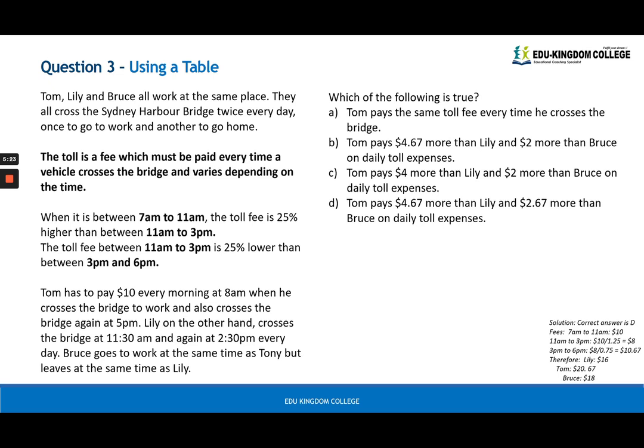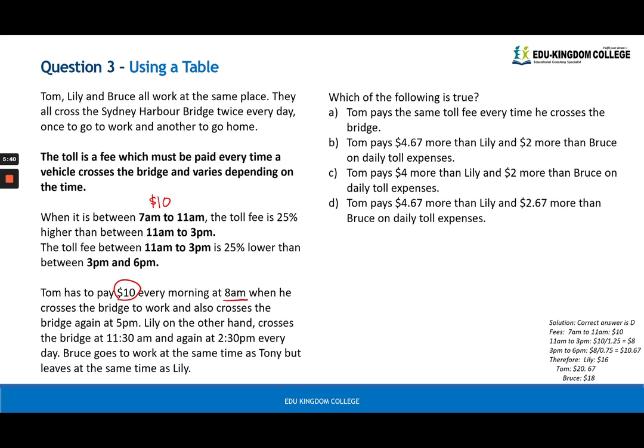The first thing you want to do is figure out those rates. So, for example, here we know that Tom pays $10 every morning at 8 a.m. to cross the bridge. What does that mean? $10 for 8 a.m. So that means that from 7 to 11, that is $10.